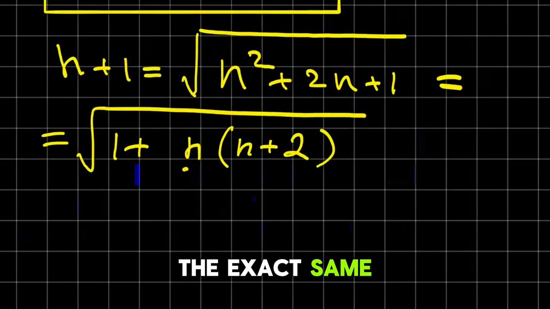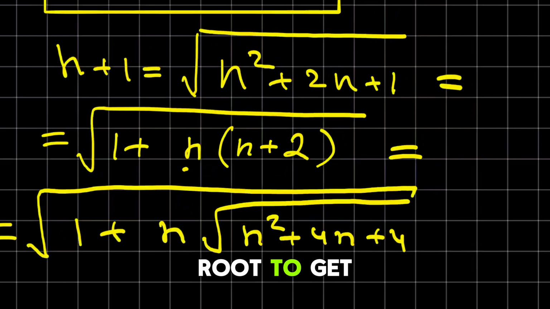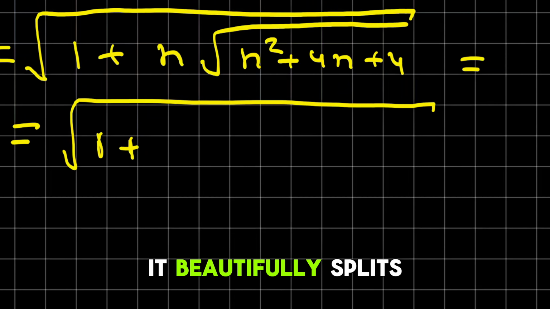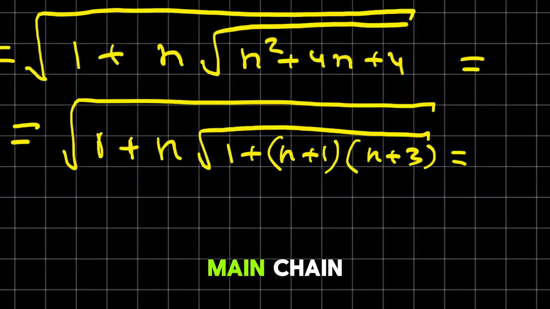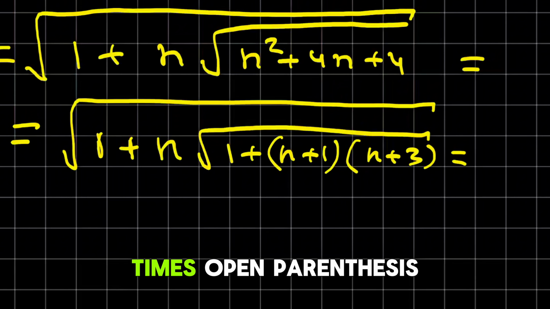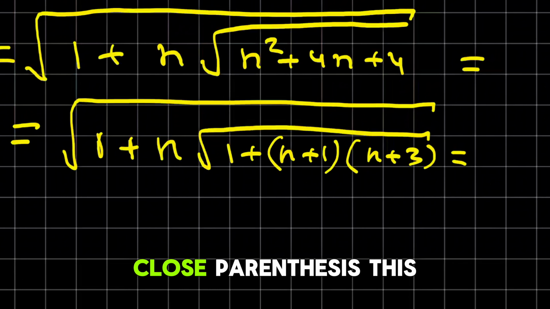Now focus on the term at the very end, n plus 2. We apply the exact same trick to it. We square it inside a new root to get n squared plus 4n plus 4. Again, let's pull out a 1, leaving us with n squared plus 4n plus 3. If we factor this quadratic expression, it beautifully splits into n plus 1 times n plus 3. Let's plug this back into our main chain. Now we have the square root of 1 plus n times the square root of 1 plus, open parenthesis, n plus 1, close parenthesis, times, open parenthesis, n plus 3, close parenthesis.